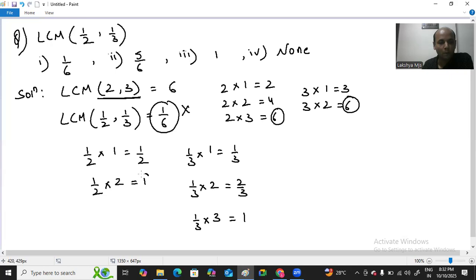So the first common multiple which you obtain over here is 1. Therefore, the LCM for this is 1. Students, this concept is very much required in periodic functions. So this is the gist of it.